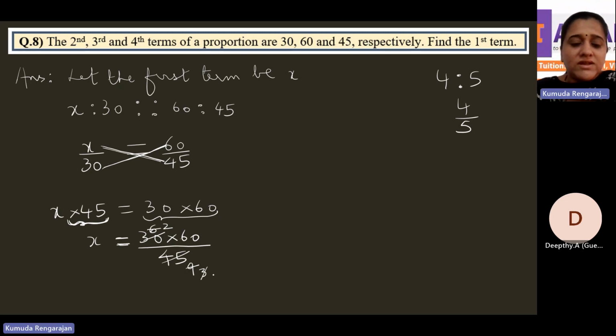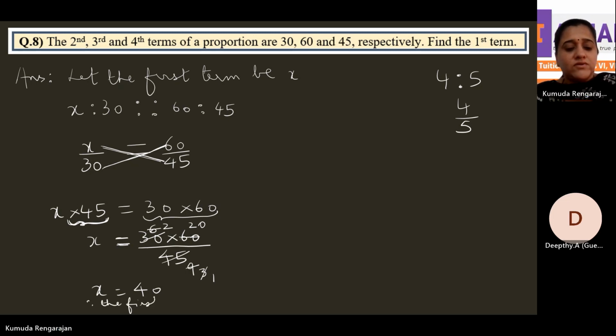Then 3 ones are 3, 3 twenties are 60. So x is equal to, what is remaining? 2 into 20, 40. X is equal to 40. Therefore, the first term is equal to 40. Understood?